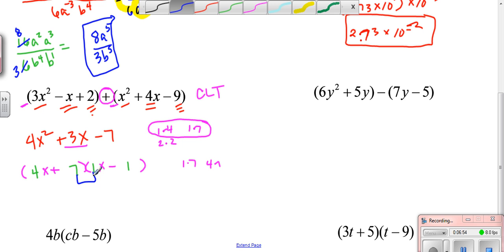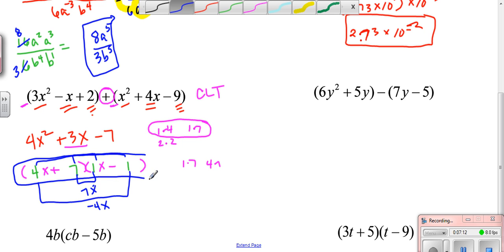So when I check my inside terms, I have 7x. My outside terms, I have negative 4x, and that will make positive 3x. Take a quick check of your first 2 terms, 4x squared, and your last 2 terms are minus 7. So this right here is your final simplified answer.